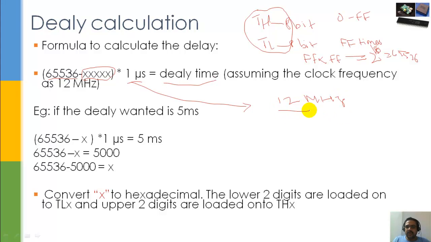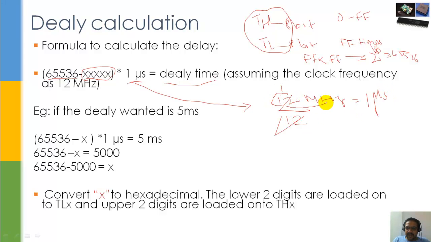Okay, I told you 12 clock cycles take one machine cycle. One machine cycle is equal to 12 clock cycles. So that is why I am dividing the clock frequency by 12. So this is 1 megahertz. If you convert the frequency into time, it will be 1 microsecond.